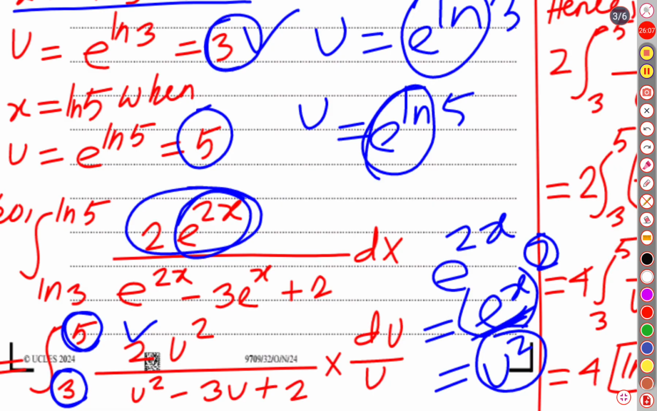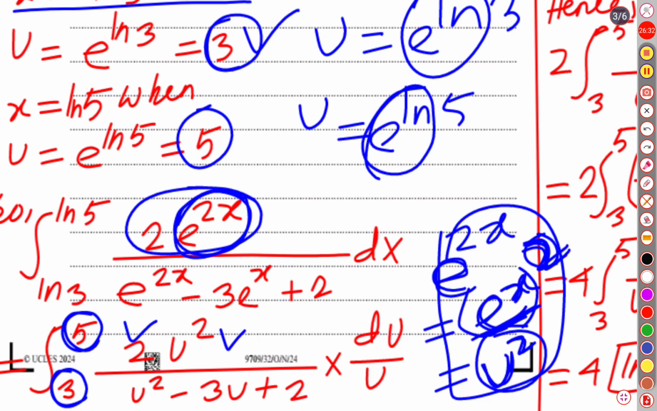I think you have understood, but I'm letting you know once again, e raised to 2x can be written as e raised to x whole squared, and e raised to x is our u, then squared. So ultimately e raised to 2x is our u squared. There is nothing else in the numerator, and in the denominator there is e raised to 2x, which means u squared, minus 3 e raised to x, which means 3u, plus 2.